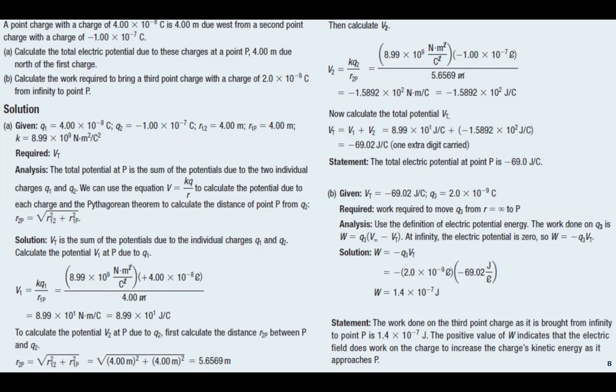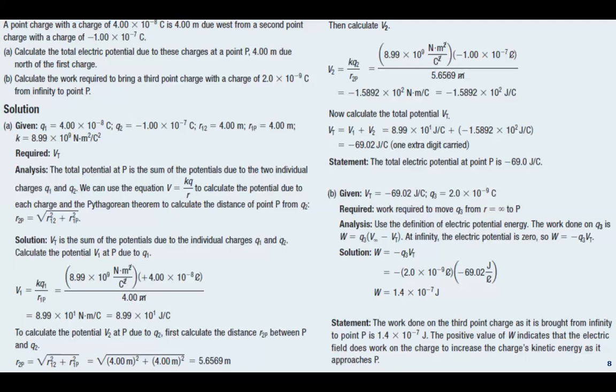As to question B, we can use the definition of electric potential energy. The work done on Q3 is W equals Q3 times the electric potential at infinity minus the electric potential at the point P. So at infinity, the electric potential is 0, right? This is by convention. So W equals negative Q3 times VT. And this gives us the work done is approximately 1.4 times 10 to the power of negative 7 joules.